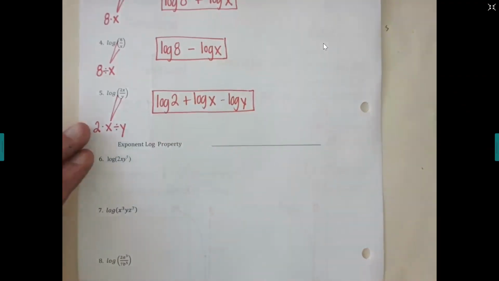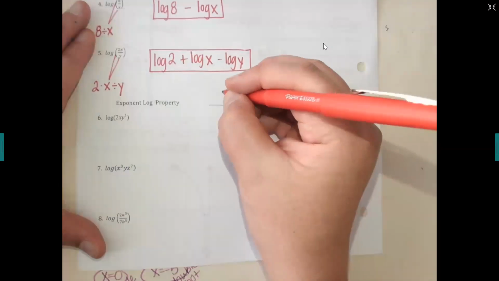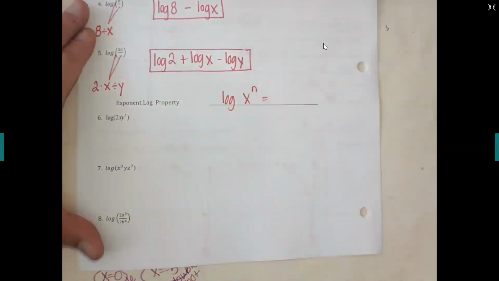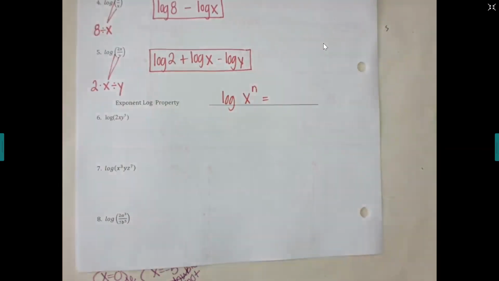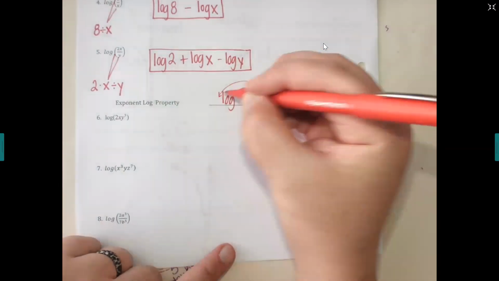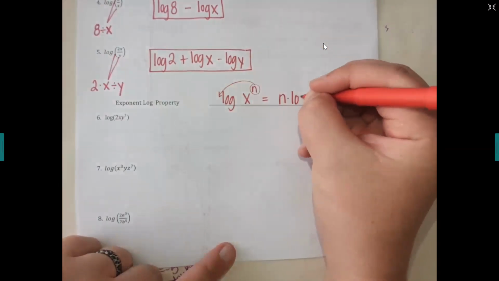Okay, the last one is the exponent log property. Okay, if you had the log of something with an exponent on it. So let's say it's x to the n, where n is some power, like maybe a squared or a cubed. Okay, you are allowed only within logs to just move the number to the front. So it would be n log x.